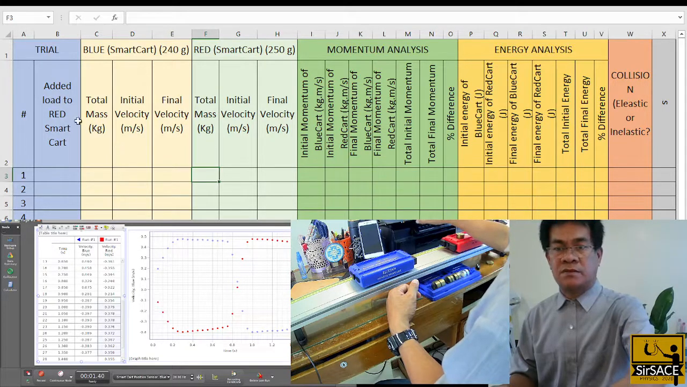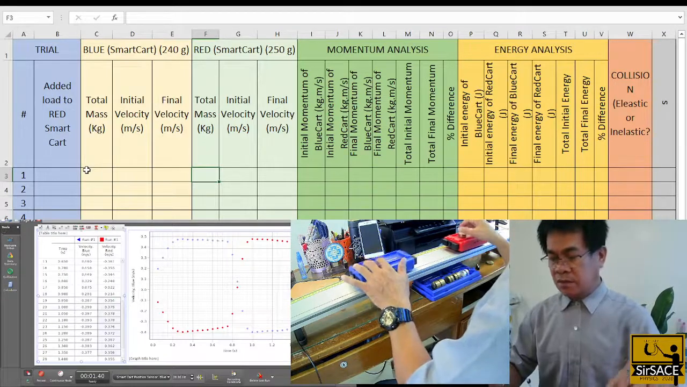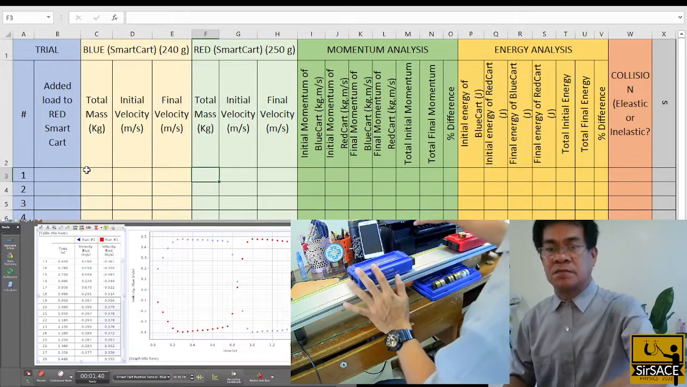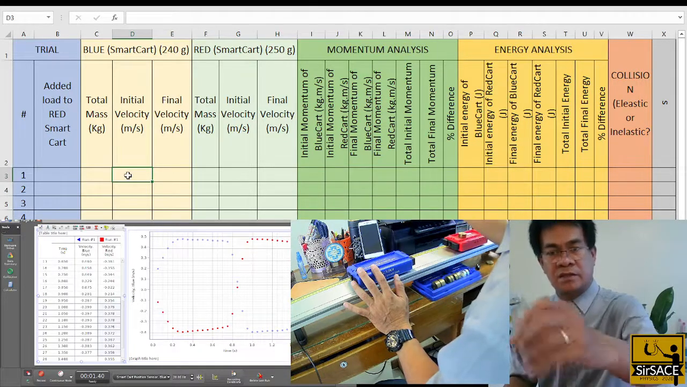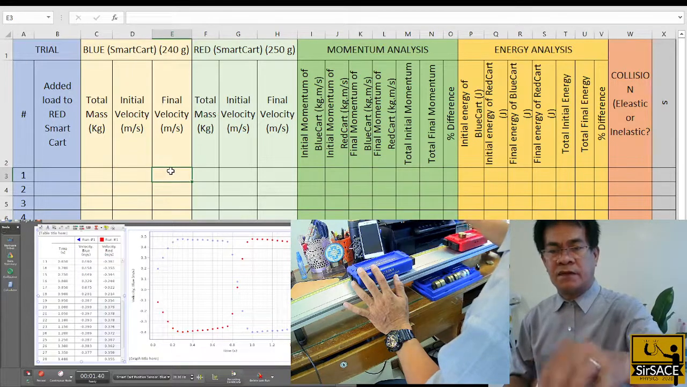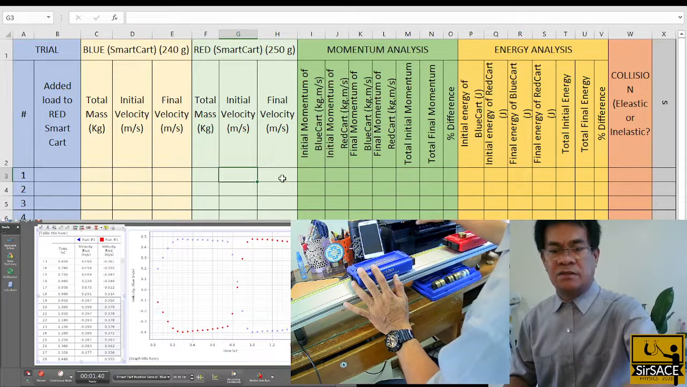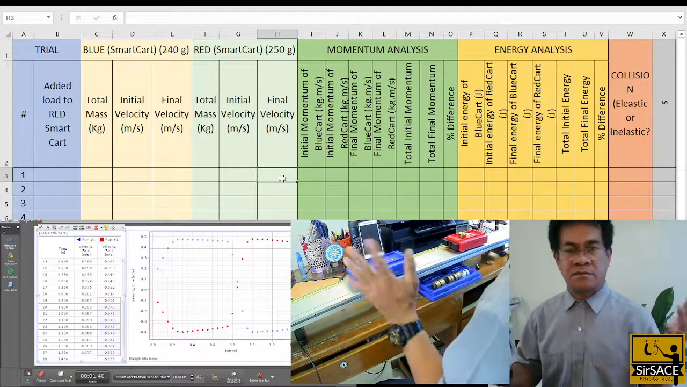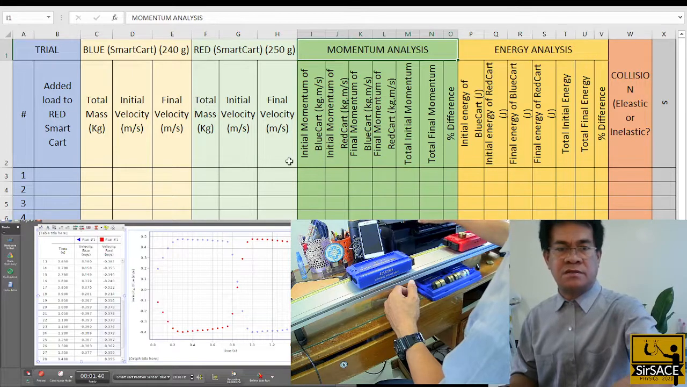Okay, so the total mass of the blue will be 0.24 kilograms. Then from the capstone, you have to take the readings: the initial velocity of blue, the final velocity of blue, then the initial velocity of red, and the final velocity of red. That's it. After that, we have now the momentum analysis. So in these columns here, we have the color code.